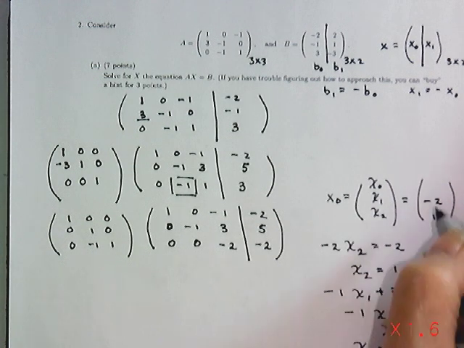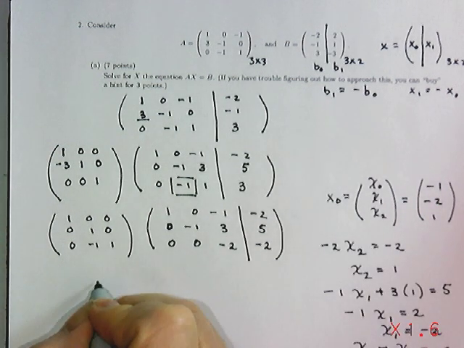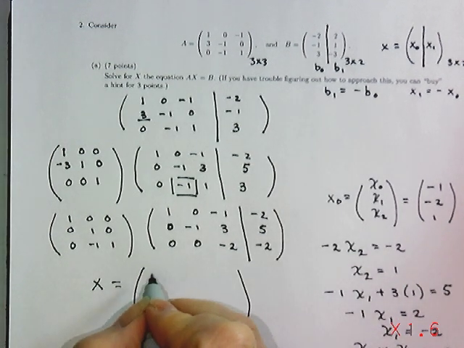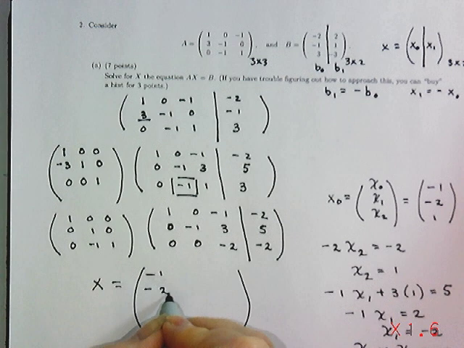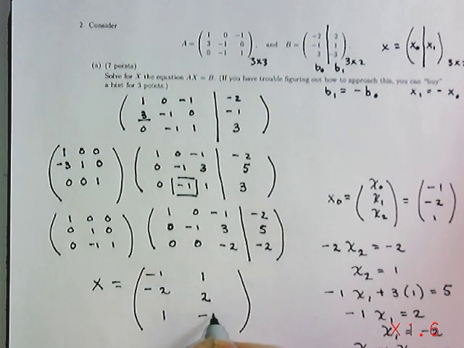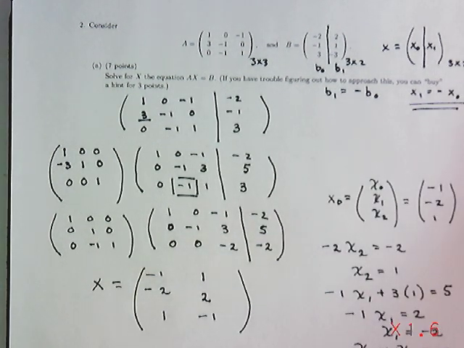Then we have x0, which means x must be the matrix with columns negative 1, negative 2, 1, and 1, 2, negative 1. Again, by the argument I made before I started.